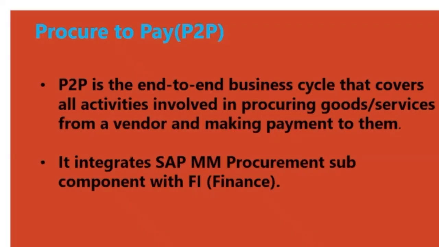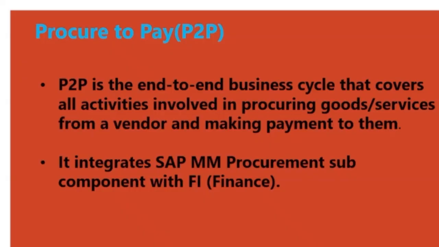So it's a typical business cycle where a determination of the requirement, which we call technically a PR, purchase requisition, is converted into a purchase order, subsequently into an invoice after receipt of goods, and culminates finally with the payment to the vendor.